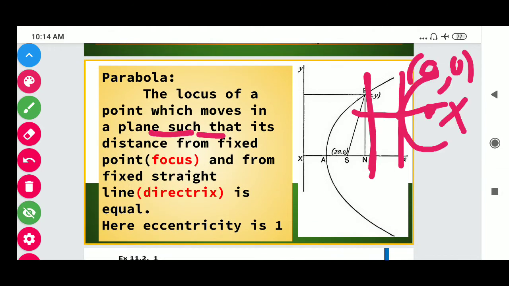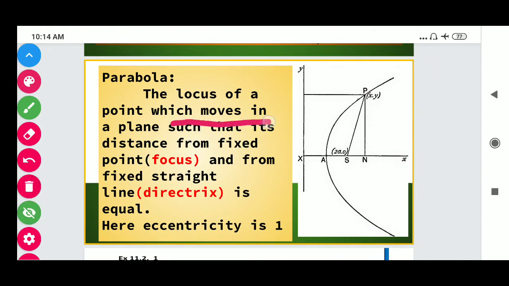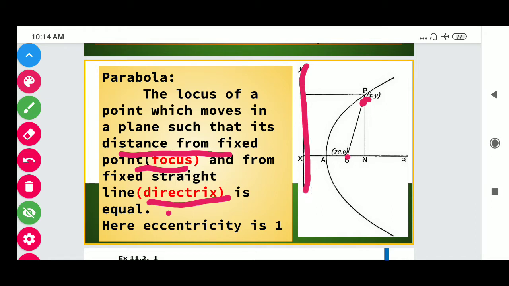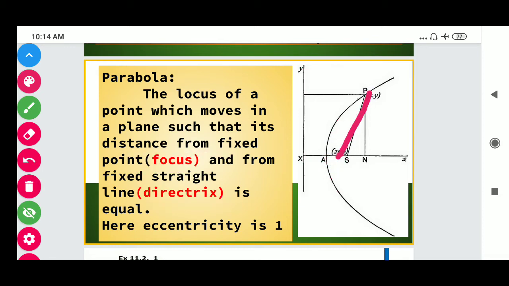The locus of a point which moves in a plane such that its distance from a fixed point and from a fixed straight line is equal. Here P is the moving point and S is the fixed point, and this is the straight line. This straight line is called the directrix. P moves in a plane such that its distance from the fixed point and from the fixed straight line remains the same. So if we mark point M here, then PS is equal to PM.